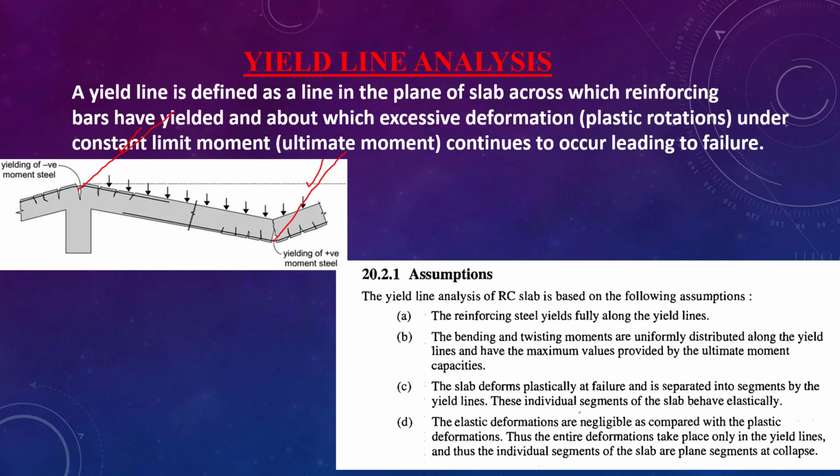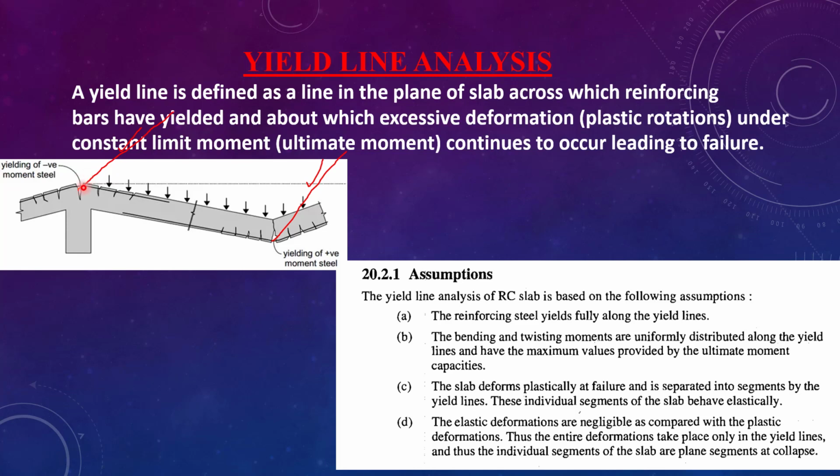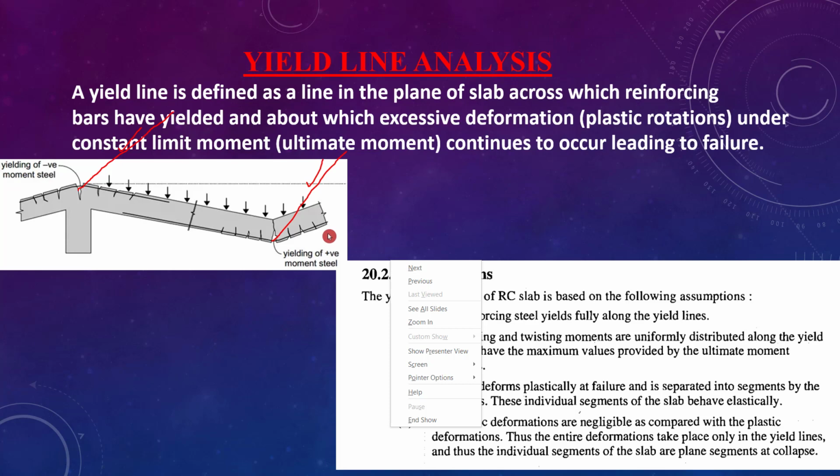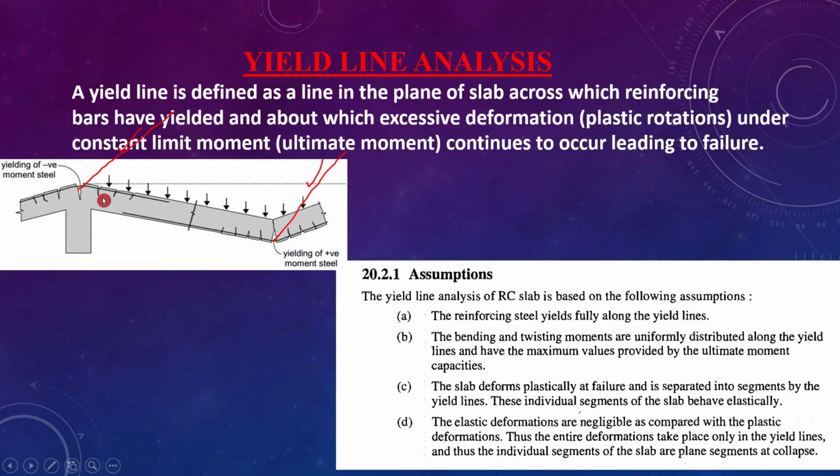This is the positive yield line, and this is the negative yield line. So we are going to analyze the slab for its capacity by using the yield line theory as we just introduced. For analyzing in this way, the analysis is based on some assumptions.